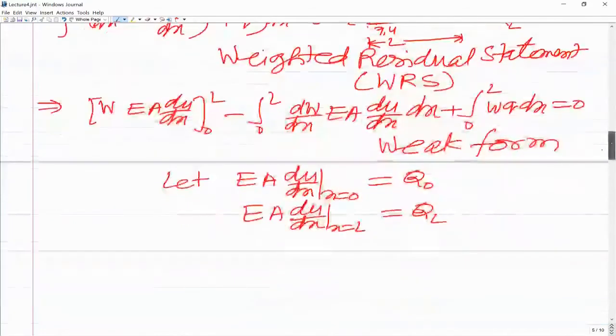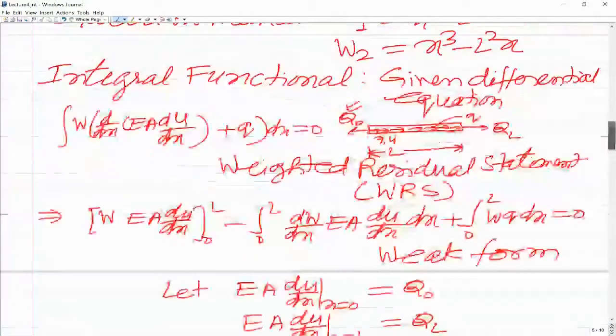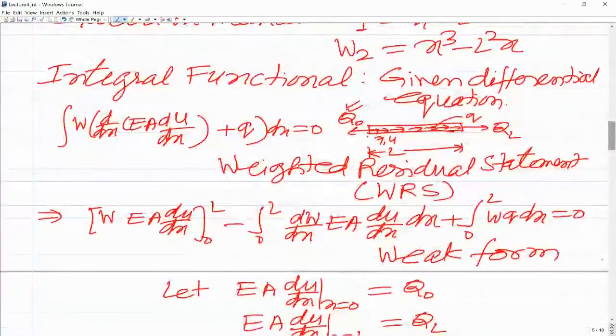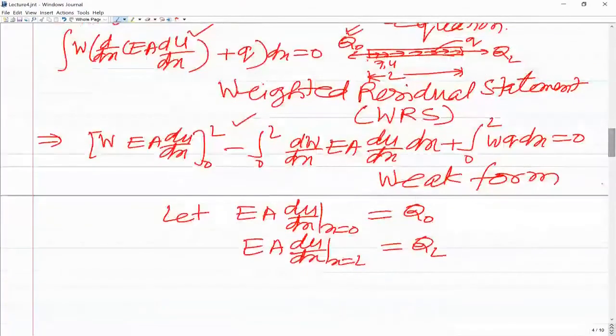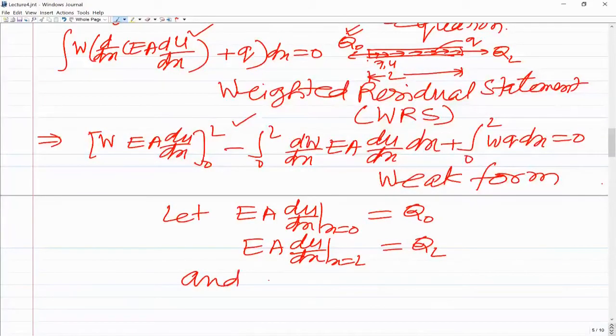Additionally, the procedure for finding the integral functional is that first we write the weighted residual statement, then we obtain its weak form, and once we have the weak form, at the boundaries we write the secondary variable using some notation. In this case, I am calling them Q0 and QL. And additionally, we take the weight function as the variation in u. That is the most important thing. The third thing is that the weight function w will be equal to delta u.